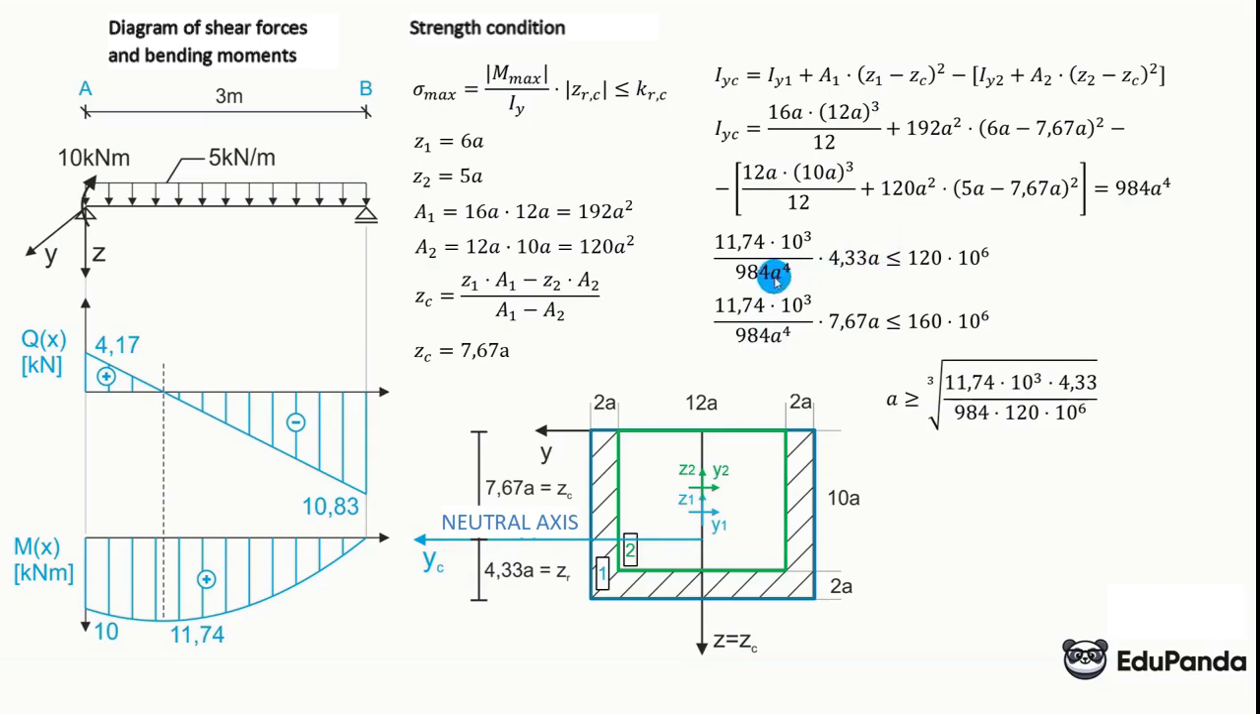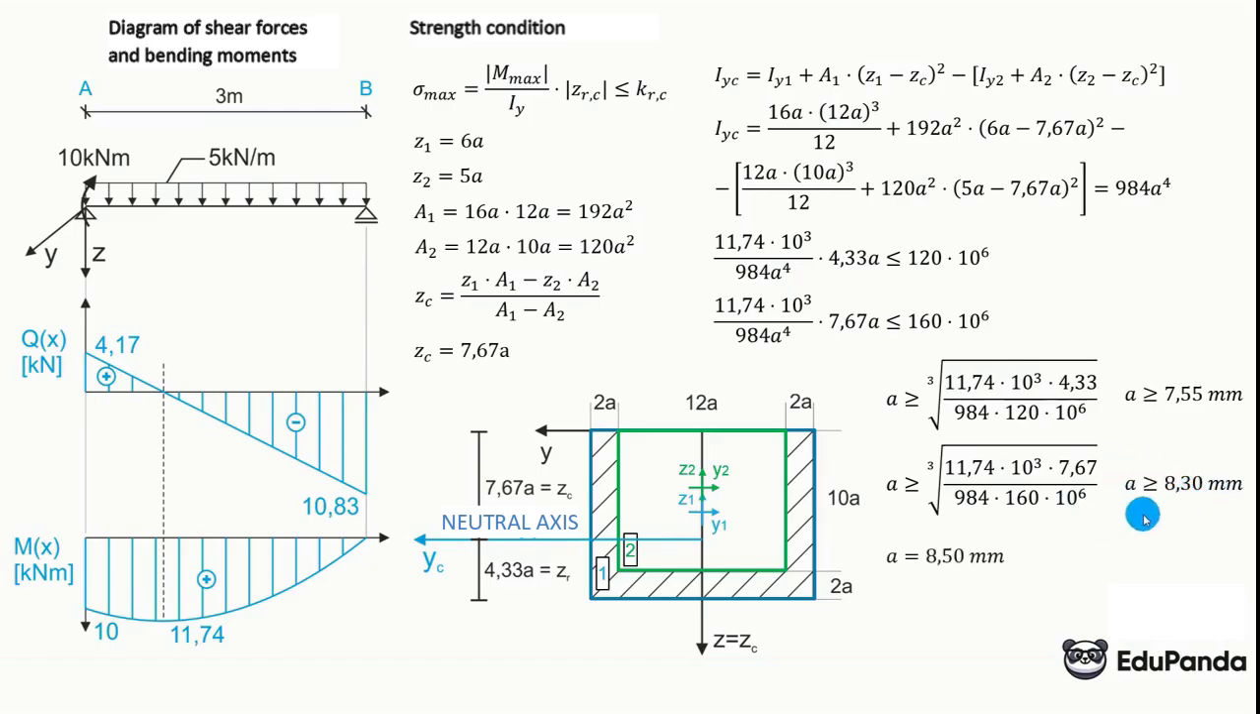Here, with the transformations, we simplify from a to the 4, then we multiply by a to the power of 3, which remains, and divide by 120 times 10 to the power of 6, similarly here. From the first condition, a should be greater than or equal to the cube root of such, and from the second condition of such. Ultimately, from the first, it should be greater than or equal to 7.55 mm, and from the second, 8.30 mm. So, for both conditions to be met, we need to dimension to 8.3 and can assume that the area is equal. Since it should be greater than or equal to, let's assume 8.5 mm.